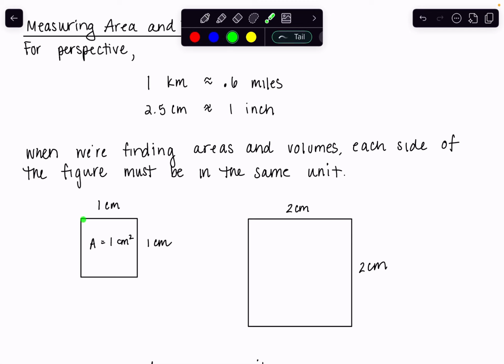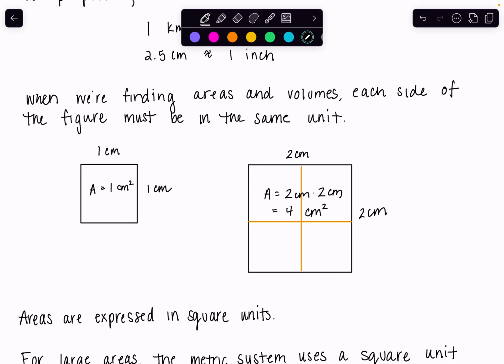If I go ahead and I double this length in each direction, it actually gives me something that's 4 times the size, because area is that two-dimensional figure. So what happens here, my area is 2 centimeters times 2 centimeters. The 2 times 2 gives me 4, and that unit is centimeters squared. Okay? So anytime you're working with areas, it's typically expressed in square units. So it always should have that second power, where just length itself is the unit to the first.